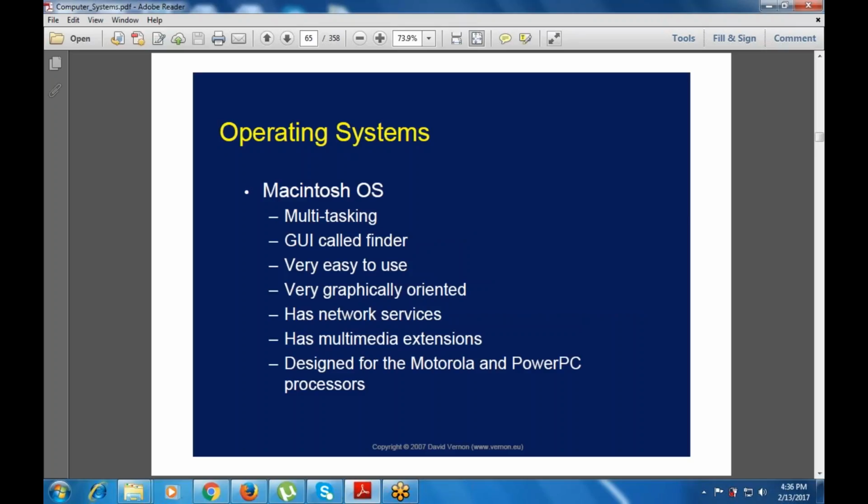The next is the Macintosh operating system. So one is DOS, one is Windows, and the next one is the Macintosh operating system. This is used for multitasking. GUI called Finder, very easy to use, very graphically oriented, has network services, multimedia extensions, designed for the Motorola and the PowerPC processors.